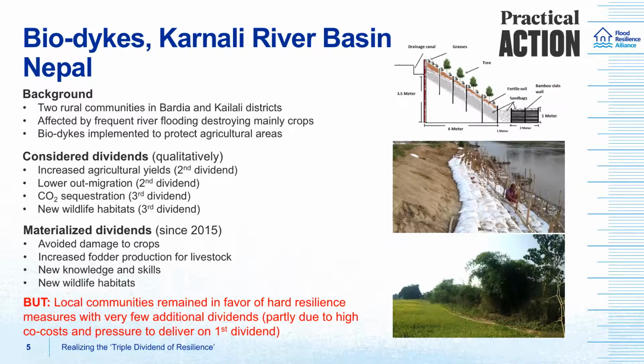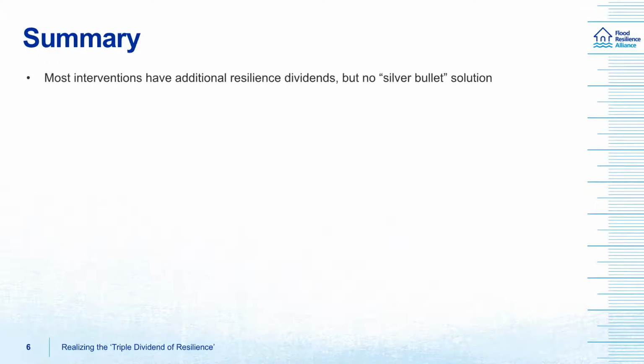Just very quickly, my summary. I think one point is a bit obvious, but I thought I would still mention it. What we've seen from analyzing these 40 interventions is that most of them have additional dividends, both in the second and third dividends, but there's no real silver bullet solution. So it would really need to fit the community needs, and it's necessary to maybe combine different measures, because you wouldn't find a measure that will solve all your problems.